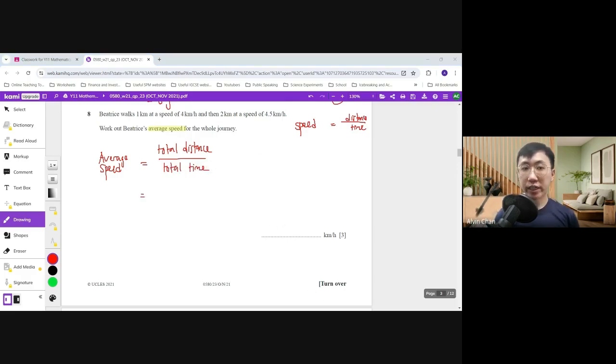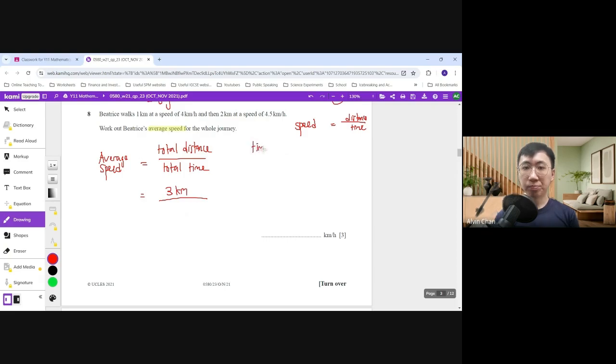Beatrice walks for 1 kilometer at a speed of 4 kilometers per hour, and then a further 2 kilometers at a speed of 4.5. Correct? You managed to identify the total distance is 3 kilometers. So you plug in first. Now, total time is the issue here because the question didn't tell you about the time. They only give you the other two pieces of information. So we can't continue our working over here. You do your working at the side.